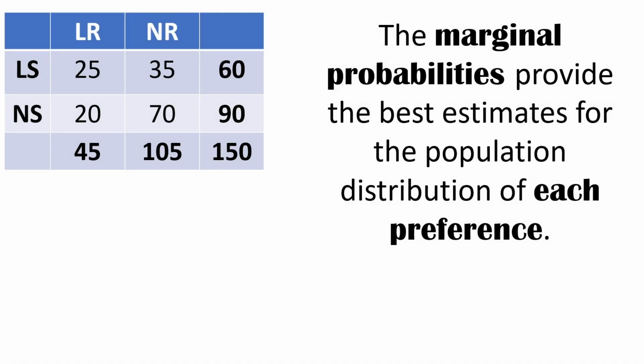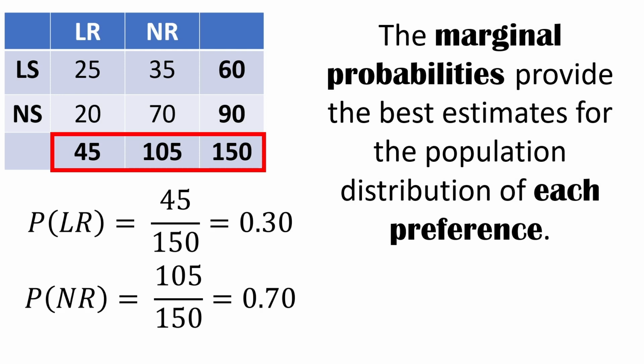Likewise, for the other categorical variable, we look at 45 over 150. That gives us our best estimate of the population probability that an MSVU student likes to read. In this case, 30%. And likewise, not liking to read is 1 minus that, it's 70%. So again, these marginal totals, we can convert them into proportions. Those give us our best estimate for the probabilities of each of these preferences.